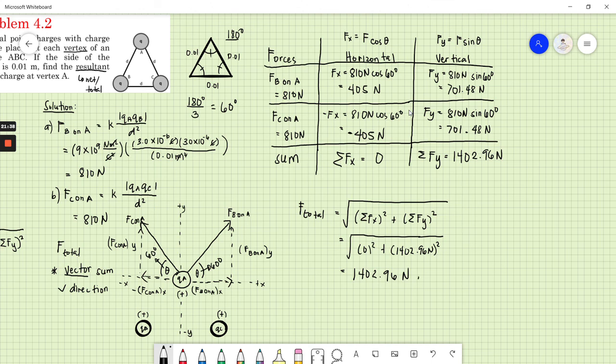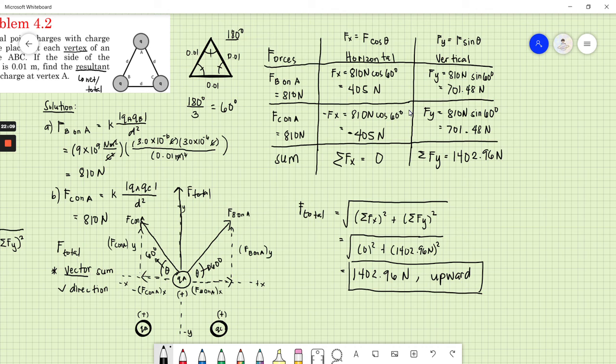And what is the direction? Well, we can identify the direction here. We know that our Fx is 0, which means there is no direction going in the x direction. It's all going in the y direction, and it's in the positive sign. So the total force is actually going here. So this is our F total. So our direction is upward.